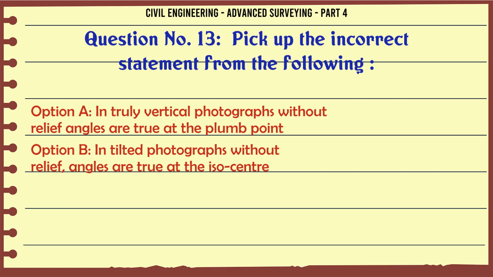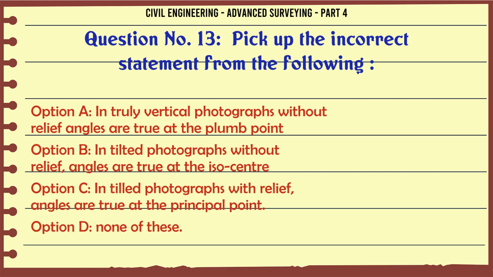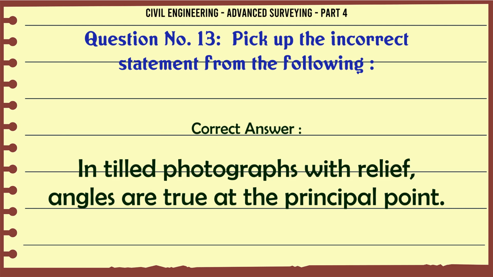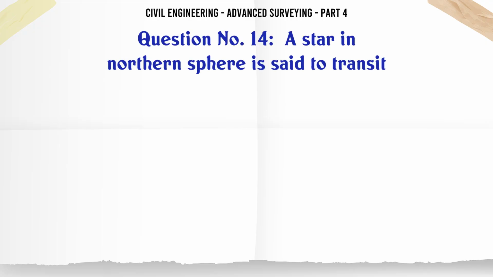Pick up the incorrect statement from the following. A. In truly vertical photographs without relief, angles are true at the plumb point. B. In tilted photographs without relief, angles are true at the isocenter. C. In tilt photographs with relief, angles are true at the principal point. D. None of these. The correct answer is in tilt photographs with relief, angles are true at the principal point.